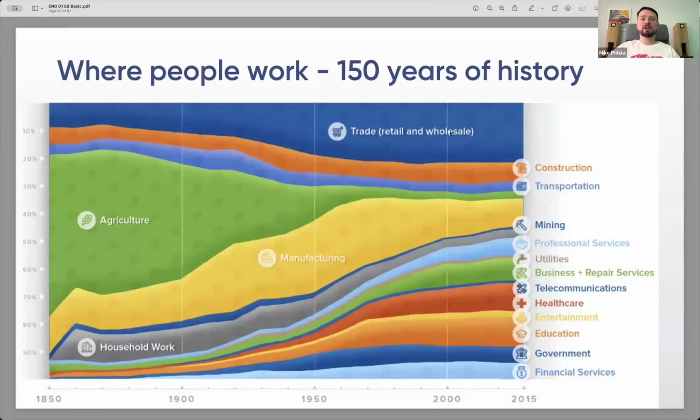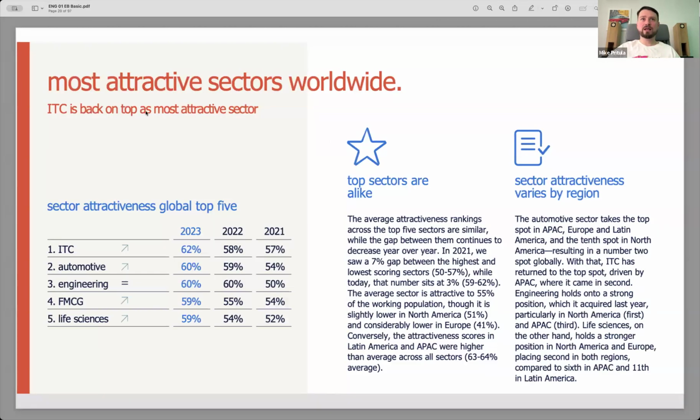Also, talking about employer brand, we usually think about how we compete with our competitors, but also consider this. People work in different industries. Different industries have different attractiveness to potential candidates, because people prefer to work in different industries over time. So you can see how it changes over time. Most attractive sectors worldwide: ICT, IT companies. So we see that it is one of the most attractive. Then automotive, engineering, FMCG, life science.